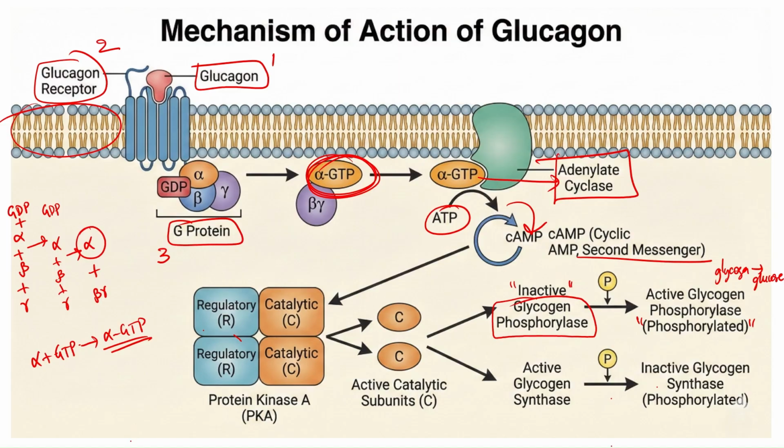At the same time, the glycogen synthase enzyme, which is active in the dephosphorylated state, becomes inactive when it is phosphorylated. That means glucose to glycogen conversion is not happening. So simultaneously the breakdown of glycogen is increased, increasing the glucose levels, and the storage of glycogen is decreased, thereby the glucose levels remain elevated. So this is the mechanism of action of glucagon.